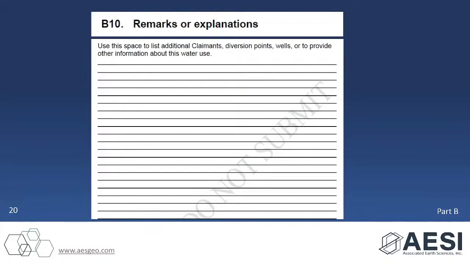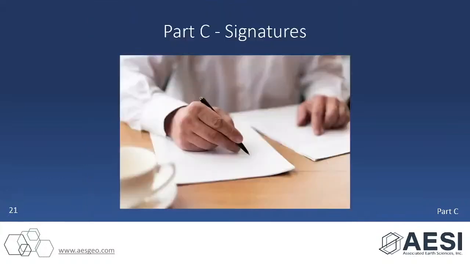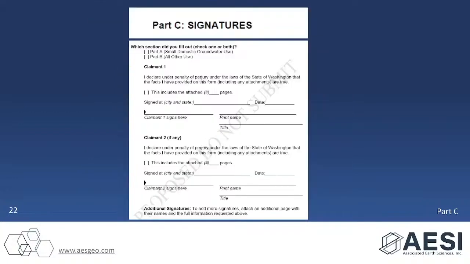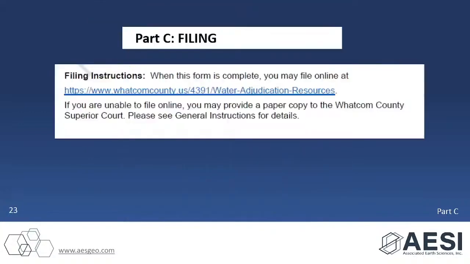So that's the bulk of the claim form. The next section is just signatures. So each claimant needs to sign, and then you need to file it. There's a couple paths to file. You can go through their e-filing system, you can go online, and these questions will be online, and you can just fill it out and e-file it. You can fill it out hard copy, scan it, and then e-file it.